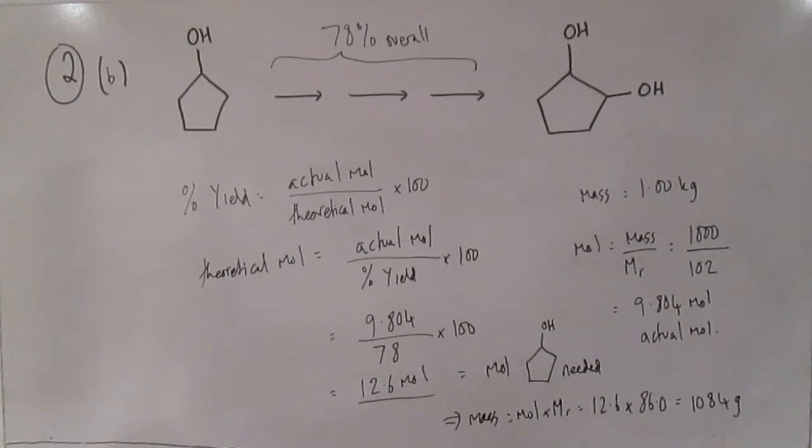And you could leave it as that, but we should probably round it down to two significant figures, really, because we were only given the percentage yield to two figures, so 78%, and you can put it back into kilograms if you want. So that's 1,100 grams, or 1.1 kilograms, to two significant figures.